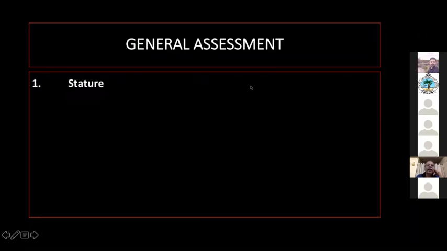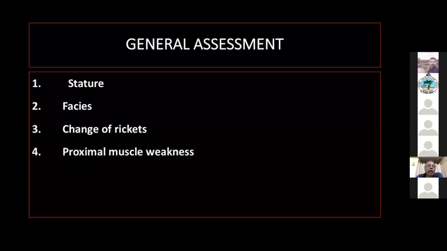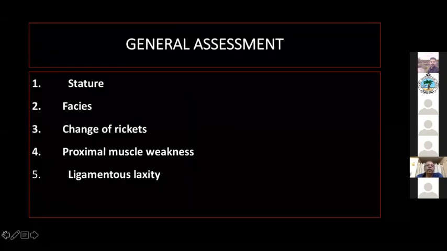In the general assessment, when you get such a case, don't forget to measure the stature of the child. Even though it is a short case, if you go in a systematic manner, you will be able to complete all this. So the height of the child, then you look at the facies, whether there is any dysmorphic facies. Changes of rickets, which we have already done. Look for proximal muscle weakness. Ligamentous laxity is very important. So these are the few things which you have to do in the general assessment.